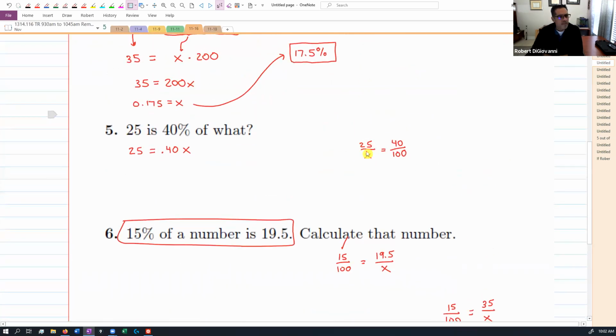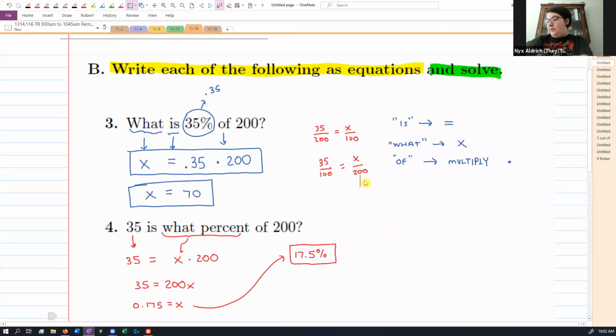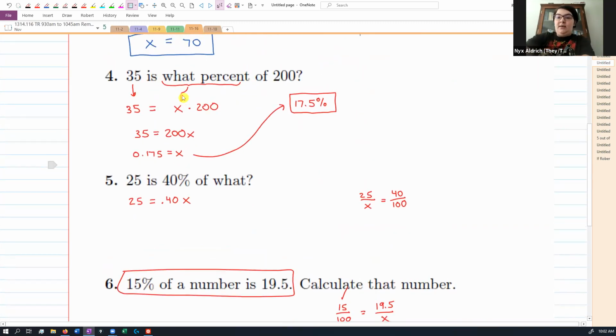How it was taught to me was that for the first part, when you're taking the actual percent that you're given, you take the percent and put it over 100 because a percent is always out of 100. Then for the second part, if you're finding what is 35% of 200, then that means it goes on the bottom. But if you have, like number 4, where it's asking 35 is what percent of 200, then it goes on the top.